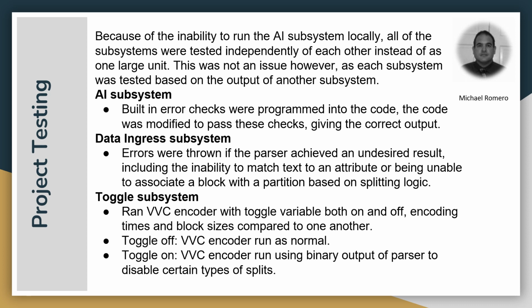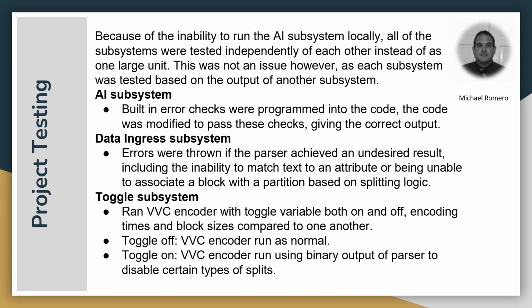the correct output. The data ingress subsystem had errors that were thrown if the parser achieved an undesired result, including the inability to match the text to an attribute or being unable to associate a block with a partition based on splitting logic. The code was modified as needed so the errors were not thrown in the process of parsing a log.